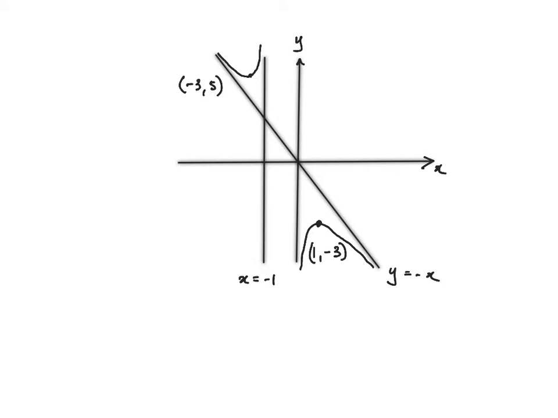Now it's useful to see that diagram because the last part of the question asks us for the coordinates of the stationary points of y equals the modulus of f of x, which means this stationary point here is fine because that's above the x-axis. But this stationary point here has to be reflected above the x-axis, so that becomes 1, 3.